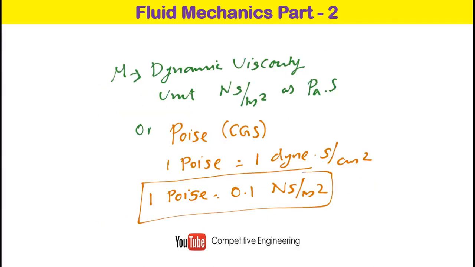So mu is the dynamic viscosity, and the unit is Newton second per meter square. Newton per meter square we can write as Pascal, the unit of pressure, so we can write it as Pascal second. In some problems mu will be given in Pascal second, so you should understand that. In the CGS unit it is Poise. One Poise is equal to 1 dyne second per centimeter square. In some problems the viscosity will be given in Poise, and you have to convert it to the SI system. 1 Poise equals 0.1 Newton second per meter square. So if the value is given in Poise, just multiply it by 0.1, then you will get it in Pascal second or Newton second per meter square.